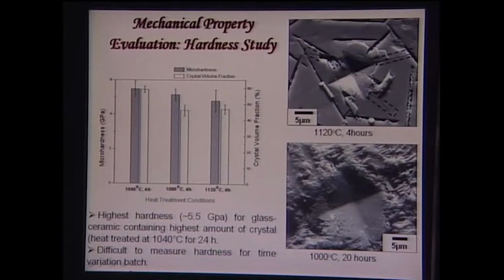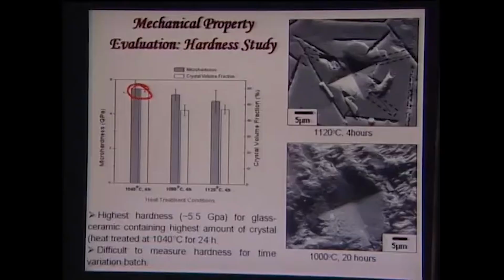Now, when we have done the mechanical property characterization of these materials, what we have observed is that depending on the heat treatment conditions, one can get a hardness of around 5.5 gigapascal, that is the highest hardness. This 5.5 gigapascal hardness is obtained at the maximum crystal volume fraction of close to around 60 volume percent. So, the higher the volume fraction of the crystals, the higher the hardness, and roughly the error bars overlap with each other. So, there is no statistically significant difference between these 3 different values of the hardness.